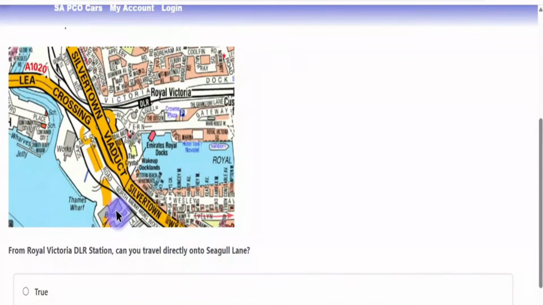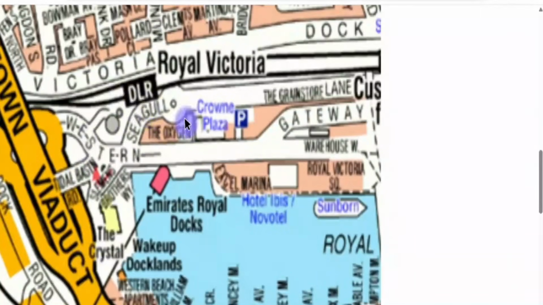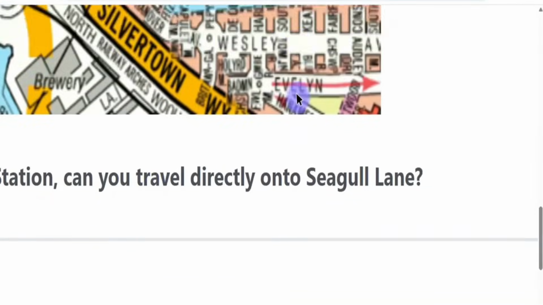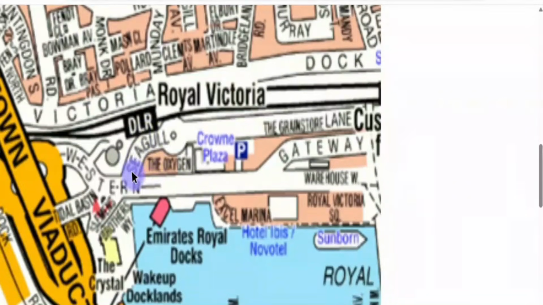This kind of question will come as well. True or false: from Royal Victoria DLR station, can you travel directly onto Seagull Lane? First you need to find this place. So DLR station, we can see the DLR sign. Just go to that point. From the question, can you turn directly into Seagull Lane from the DLR? This is Seagull Lane, if you can see that. Let me explain clearly. If you can see my arrow, this is Seagull Lane, and this is the DLR.